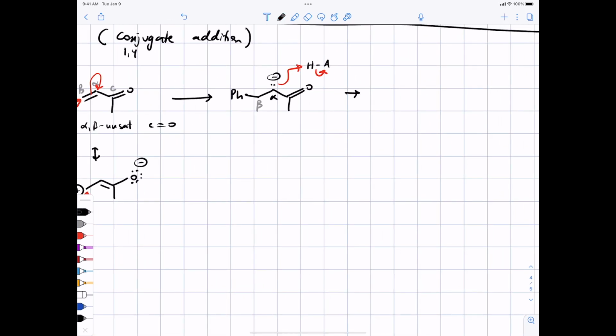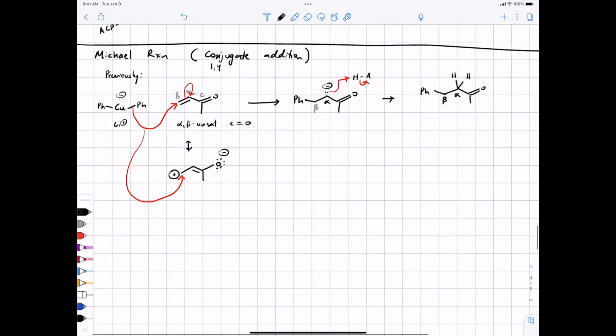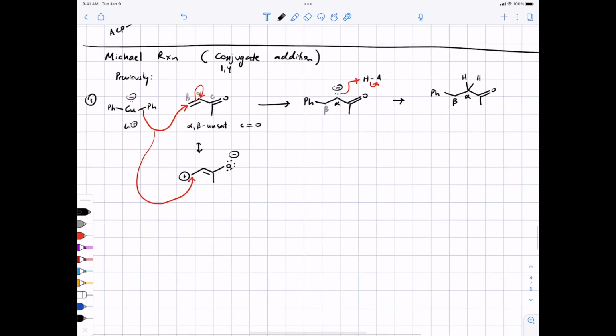And the product has a new bond between your nucleophile and the beta carbon, and your alpha carbon, which used to be involved in a double bond, no longer is and has a new carbon-hydrogen bond. Okay, so that's conjugate addition reaction number 1.